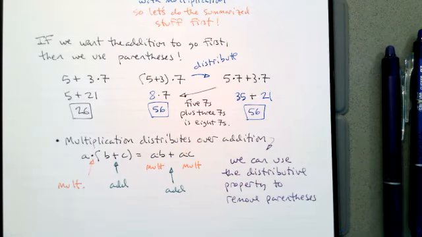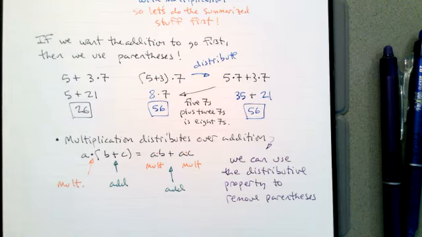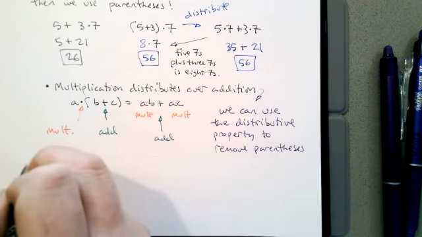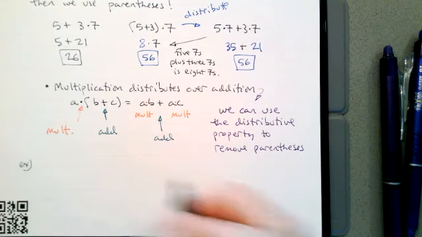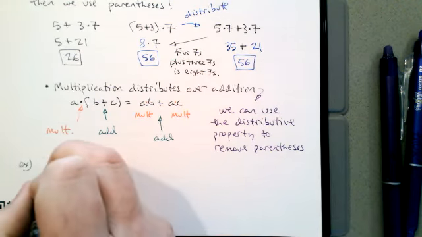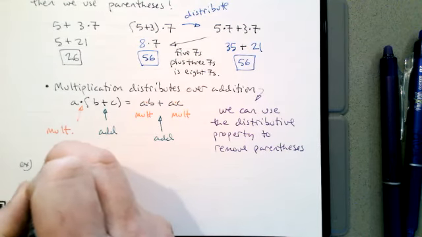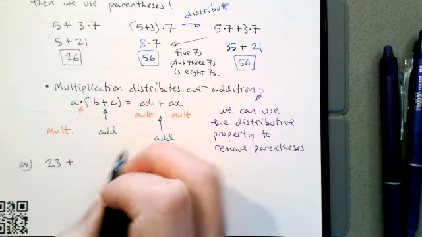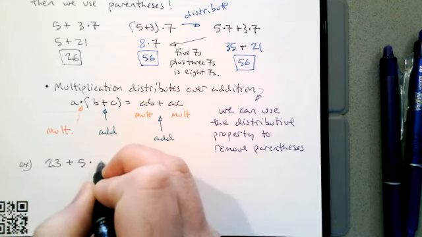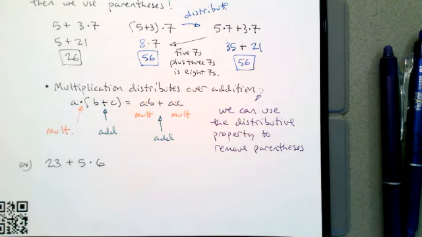So let's do another example where we have an addition and a multiplication combined. So let's suppose that I have 23 plus 5 times 6. What goes first in this expression? What do we do first?